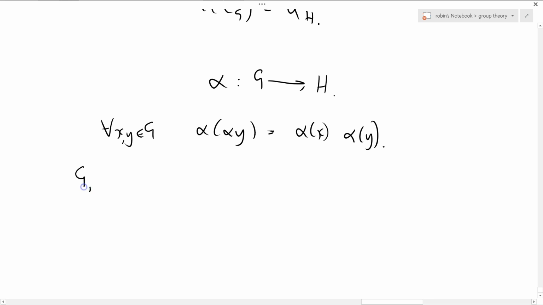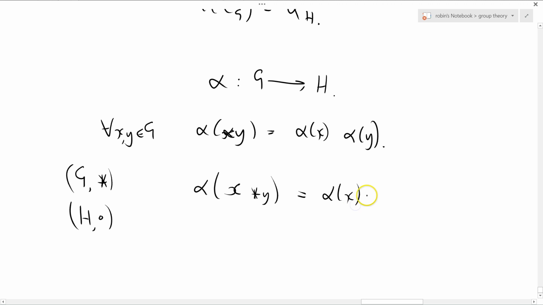I'm going to write the group G with a star, and I'm going to write the group H with a little circle for my operation. So this standard equation for the definition of a homomorphism becomes alpha of x star y equals alpha of x little circle alpha of y, because these guys, alpha of x and alpha of y, are members of H.